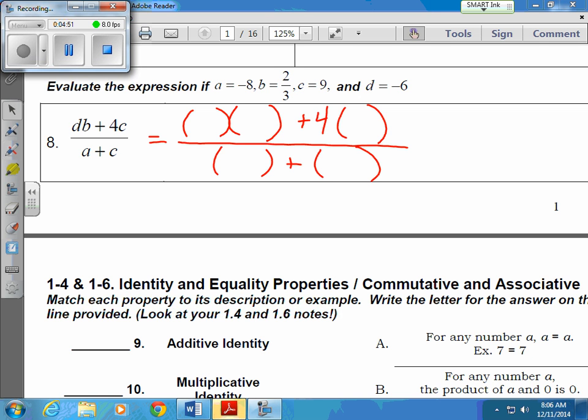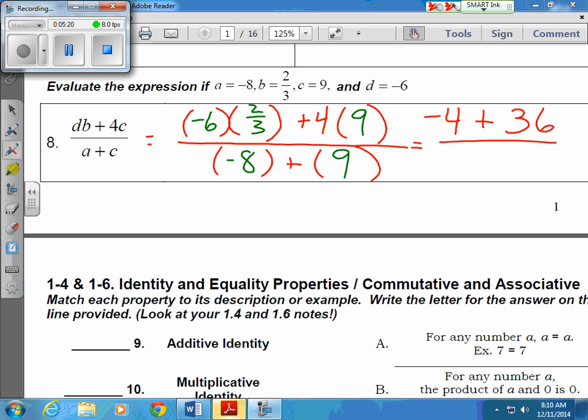Now we go back and we put the numbers in their place. D, negative 6. B, 2/3. C, 9. A, negative 8. C, 9. Now we can evaluate. Negative 4 plus 9 times 4 is 6. Good job. Negative 8 plus 9. There's no multiplication here. So what does that become? 1. So putting something over 1 is not going to change it. Basically, we figure out what the top is, and we're done. It's 32.